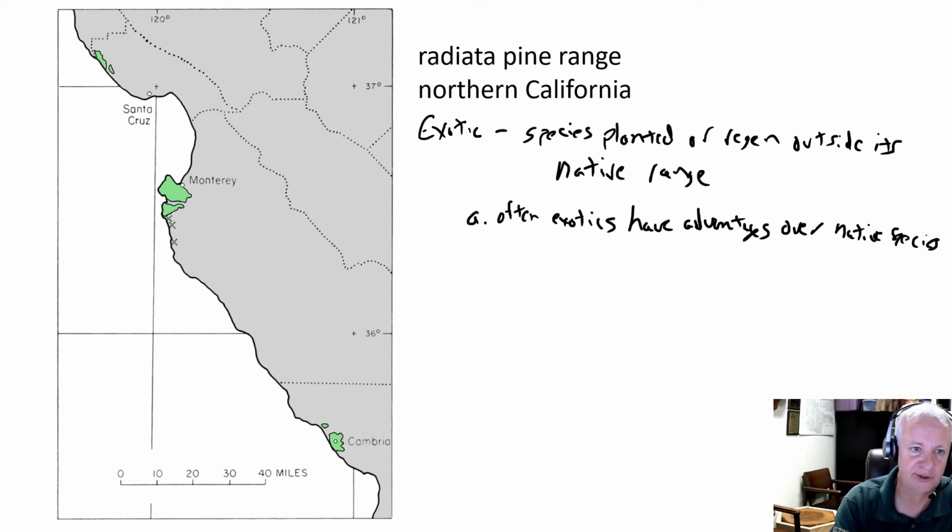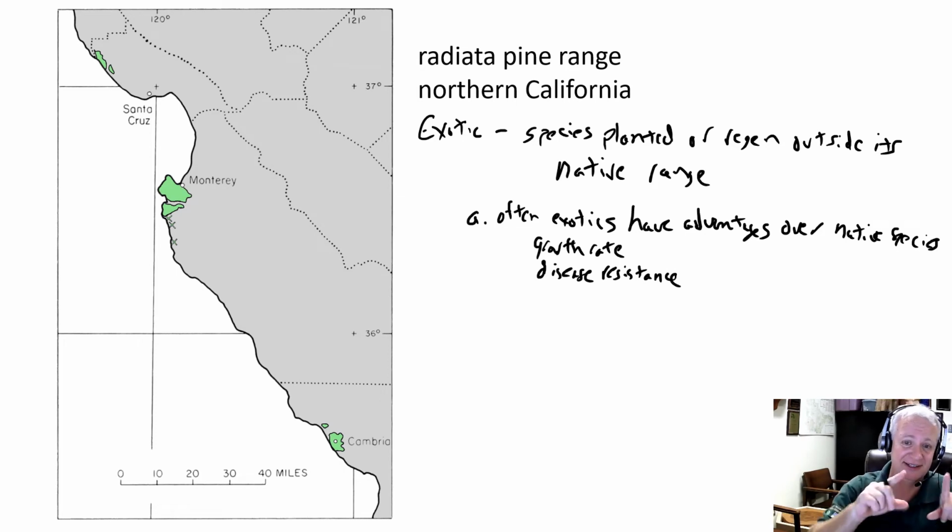So, for instance, growth rate, often. Sometimes exotics are not affected by local tree diseases because the pathogen doesn't recognize that tree. Of course, the flip side is also true. Sometimes an exotic does not have any resistance to local diseases, so that coin has two sides.